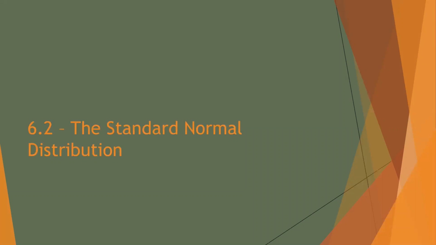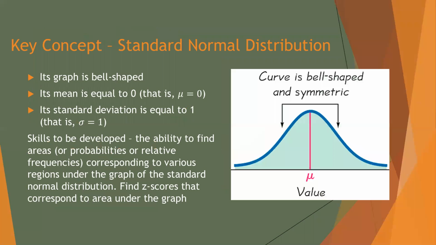The standard normal distribution is different than a normal distribution in that it has these criteria: the mean is equal to 0, that means mu is equal to 0, and its standard deviation is equal to 1, that is sigma equals 1. In the next section, we'll be able to take the standard normal and the applications that we have and apply it to a normal distribution. But you'll see how we do that here in a little bit.